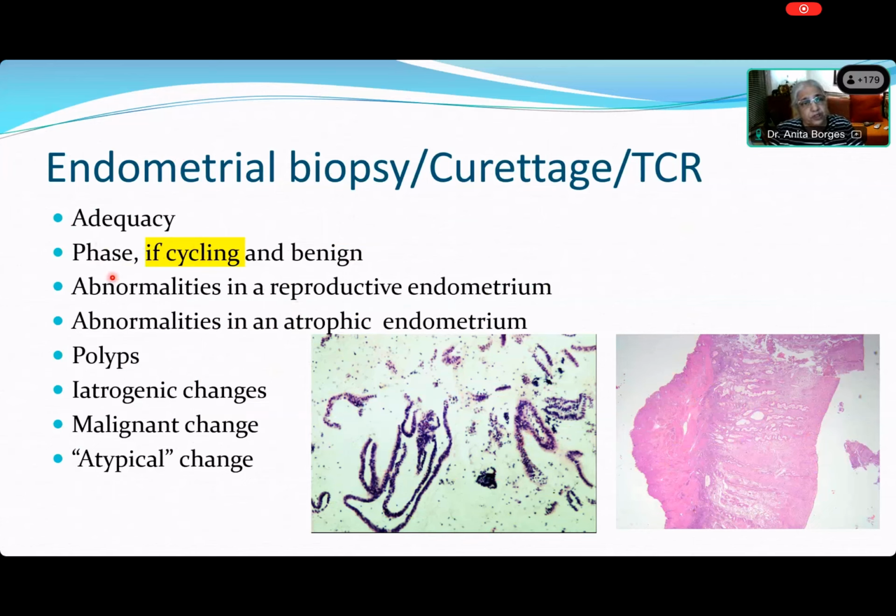You must mention the phase if it is cycling. All right, you cannot talk about the phase in a post-menopausal endometrium. You never talk about the phase if there is something that is not entirely benign. Then whatever abnormalities you see in a reproductive phase endometrium, abnormalities in an atrophic endometrium, you mention polyps if there are polyps, iatrogenic changes, if there is any kind of drugs or injectables that have been given to that patient, malignant change, if there is malignant change, and atypical change, but that's not something that I'm going to talk about much today.